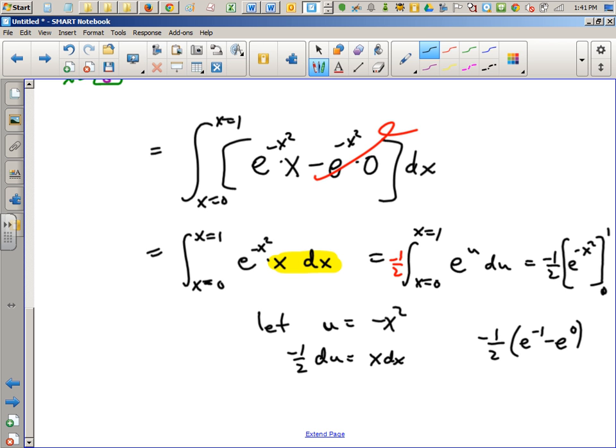Wait, wouldn't it be only 1? How is there 1 for e to the negative? No, u was negative x squared. We're not squaring the 1. First of all, this is from 0 to 1, not 0 to negative 1. And we're squaring the 1 and then negating the result. So it's e to the minus 1 minus e to the 0. So the answer is just basically that. And that's our volume.